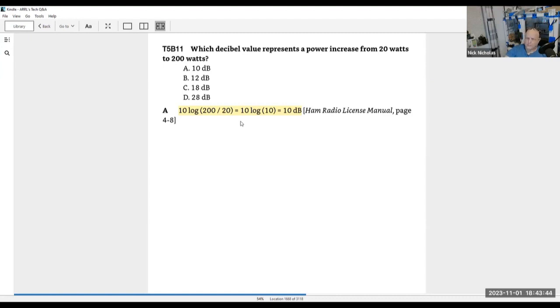But if you really need it precisely, if they don't give you an answer, or the answers are very close and you're not really going to be sure, this is the time you have to do the equation. It's 10 times log of the power you're ending with divided by the power you're starting with. Then you use logarithmic tables or a calculator, and it will tell you 10. Log 10 of 10 is 1, by the way.